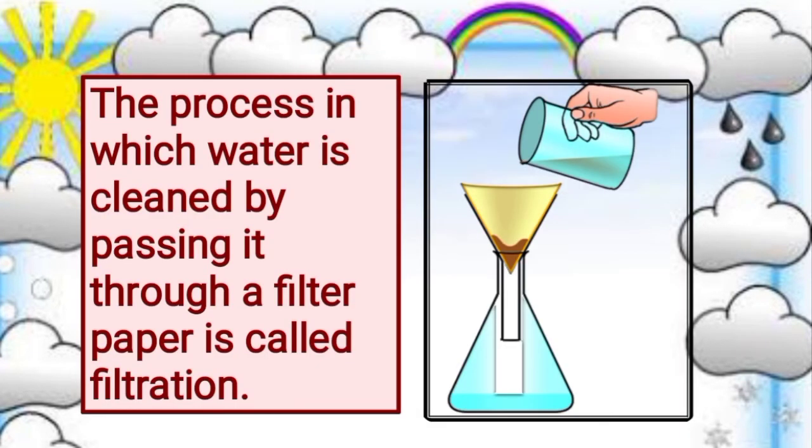Filtration is another method of purifying water. In filtration, a solution containing insoluble substance is passed through a filter paper, and on doing so, the liquid passes through the filter paper while the insoluble substance gets retained on the filter paper. For example, sand and water can be separated by filtration. And an example of filtration used at home is the separation of tea leaves from tea using a strainer. So this is another method of purifying water.